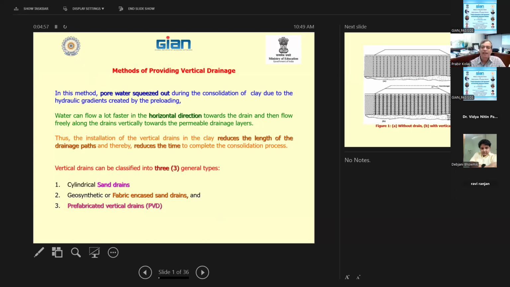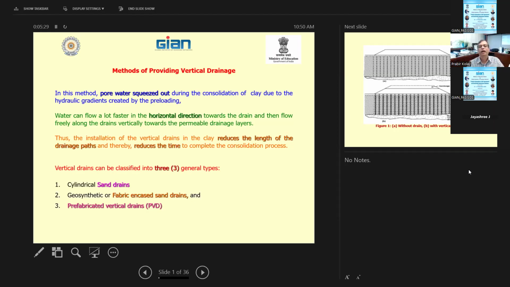Again, welcome back. The last session on consolidation was a lightning session, correct? I know everyone knows, but just quickly because it is in the syllabus. Consolidation test is very important. With a simple consolidation test you can find out so many parameters: av, mv, cv, degree of consolidation, and then you can find out the settlement. It depends on what type of clay you are using.